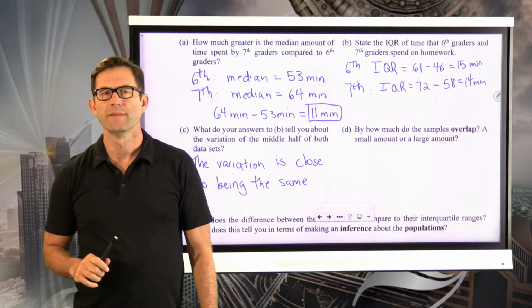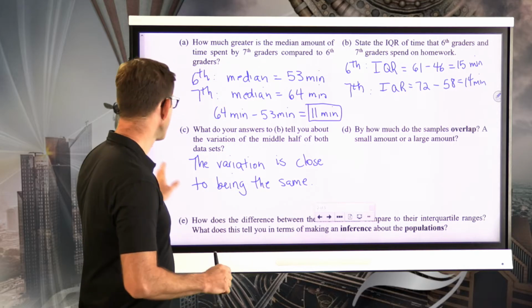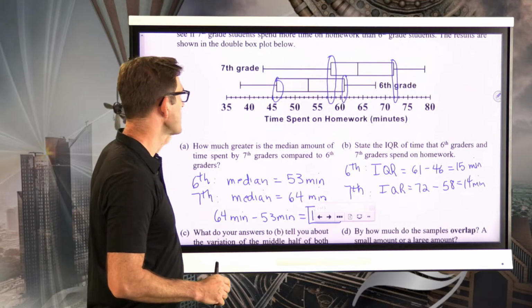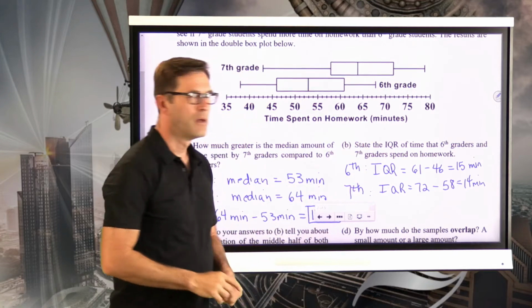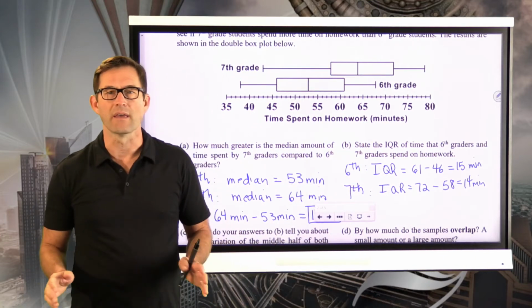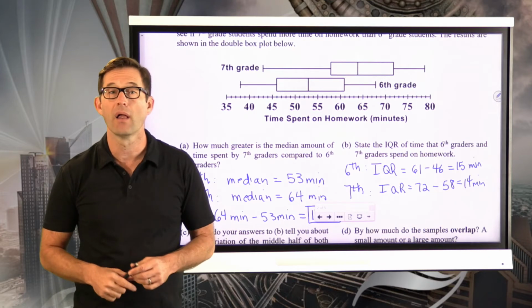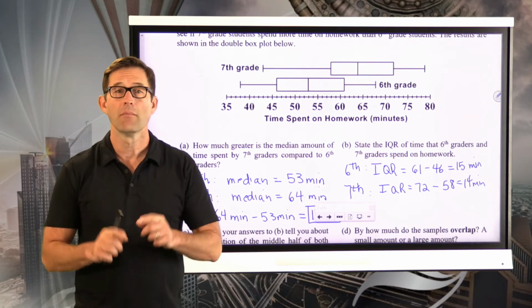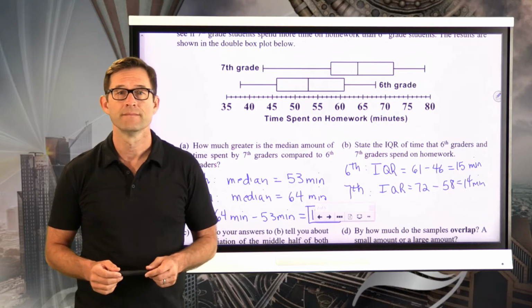Now, letter D. This is important. By how much do the samples overlap? A small amount or a large amount? Okay, for this, we want to go back and take a look at those box plots again. And let me erase all of this. So, visually speaking, how much do these box plots overlap? A lot or a little? Pause the video and give your assessment based on the visual evidence.